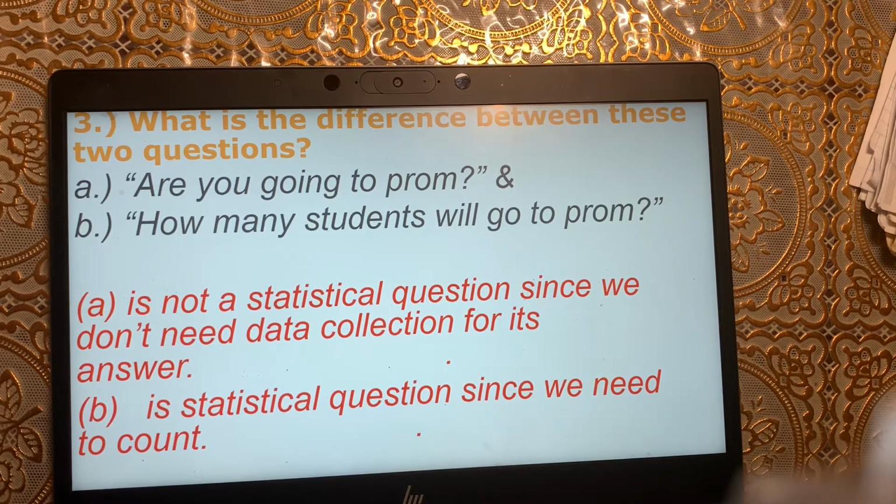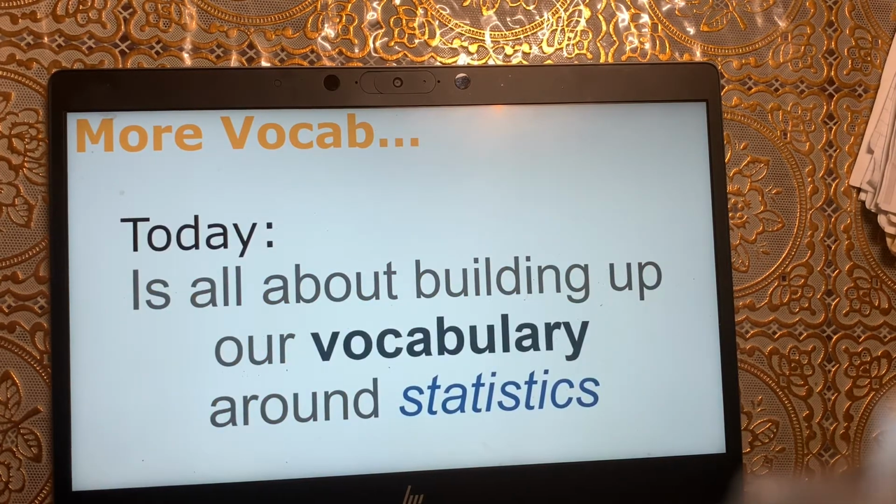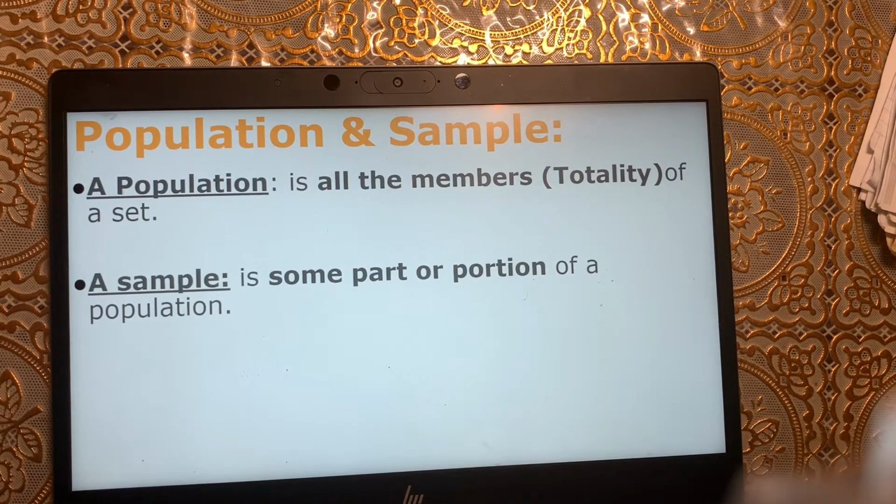Okay. So vocabulary is necessary. Today, most of the time, we are building our vocabulary around statistics. The first two vocabulary words are population and sample. When we say population in statistics, it means all the members or totality of a set under consideration, but a sample is some part or portion of that population. Okay, these are the first two.